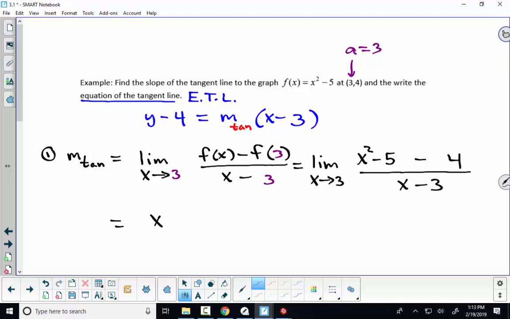So we've got x squared minus 9. Sorry, the limit as x approaches 3, x squared minus 9 over x minus 3.